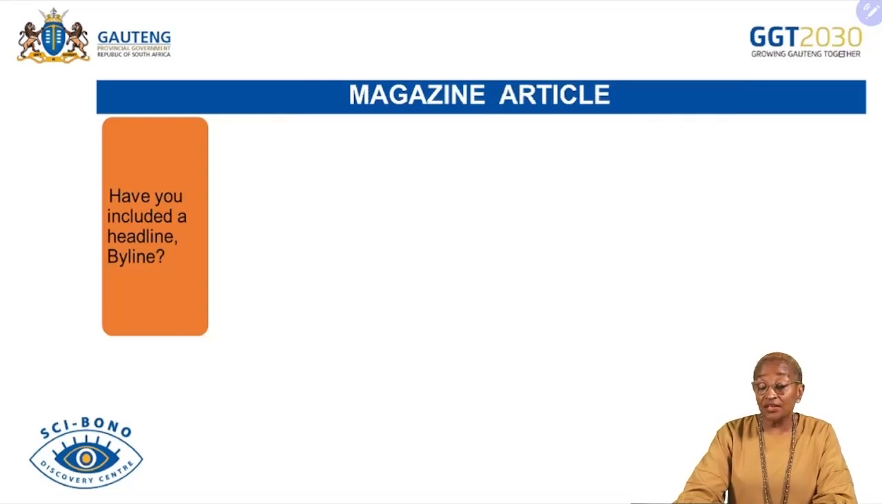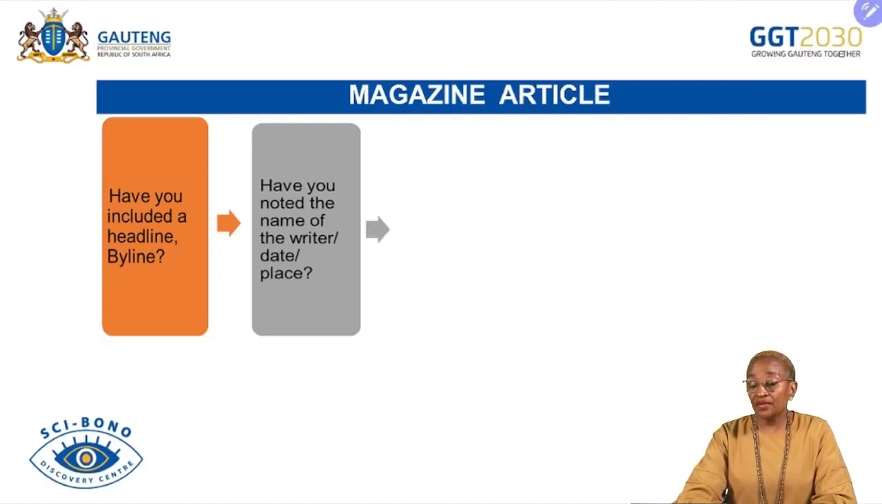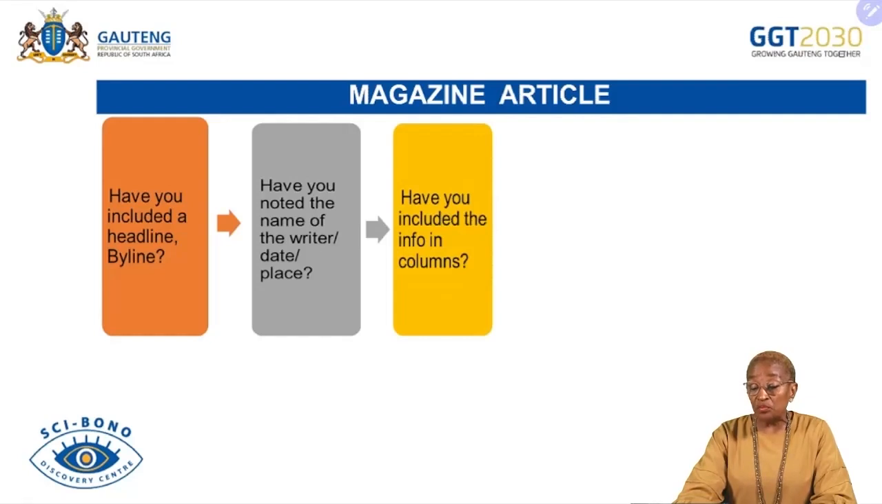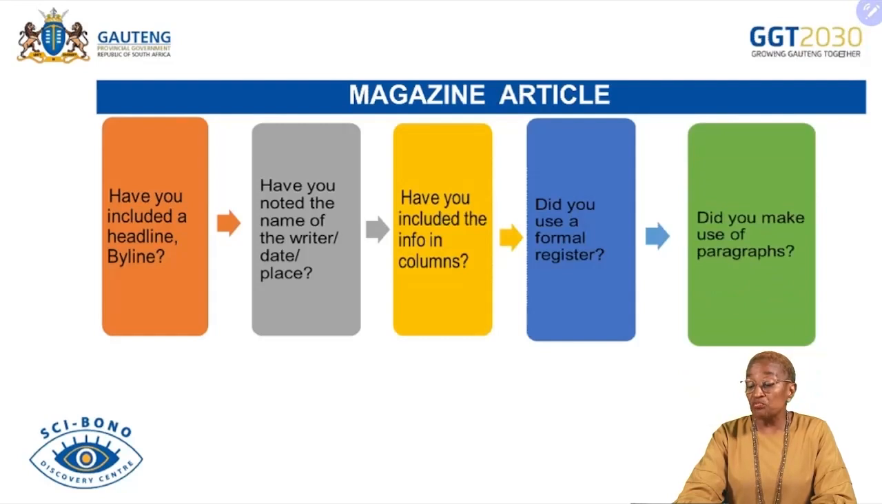At the end of the article, check if you have the following. Have you included a headline or a byline? Have you noted the name of the writer, the date, as well as the place? Have you included the information in columns? Did you use a formal register? And lastly, did you make use of paragraphs? That information will assist you in giving a good transactional text regarding your magazine article.